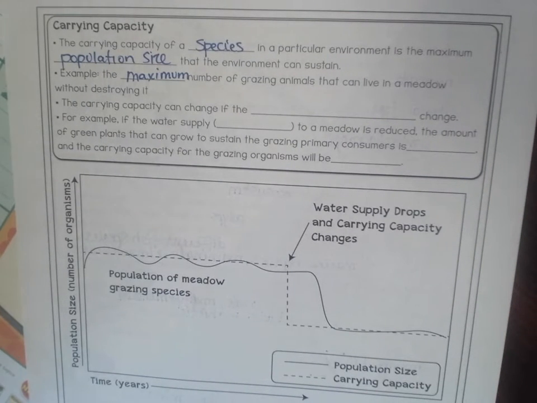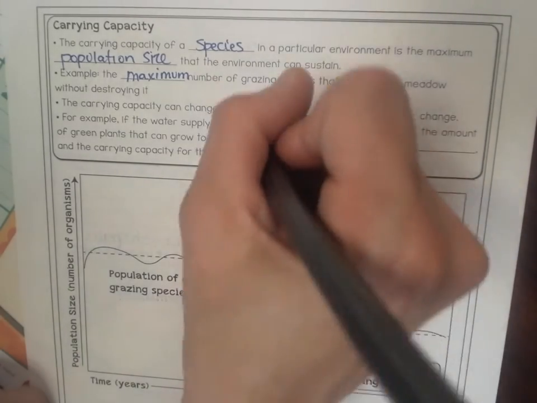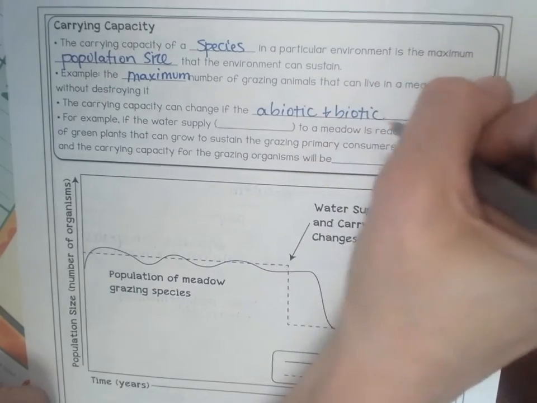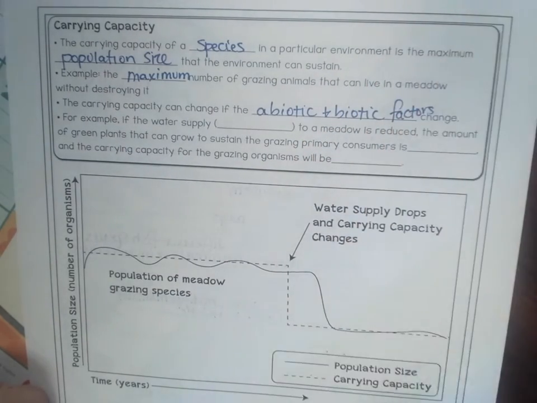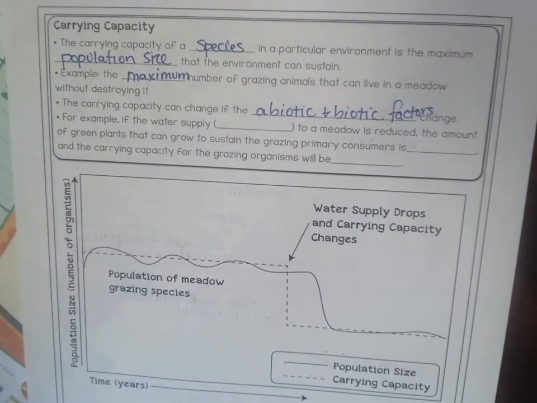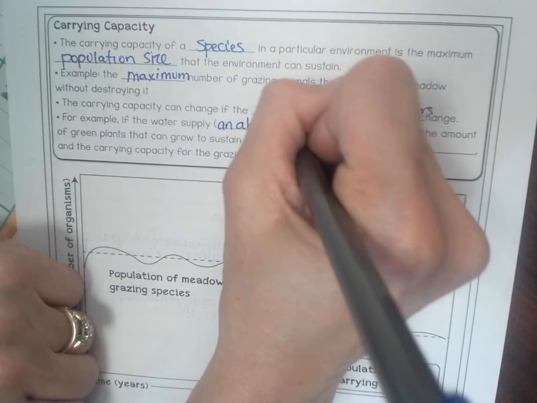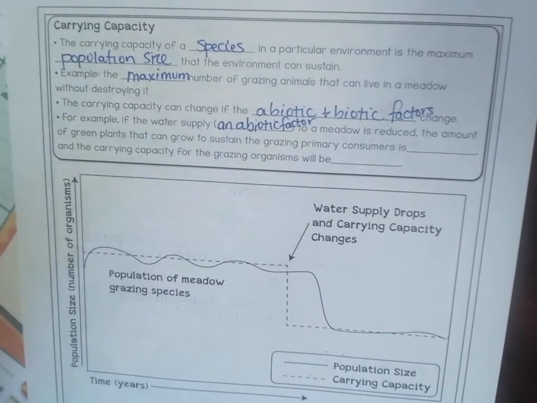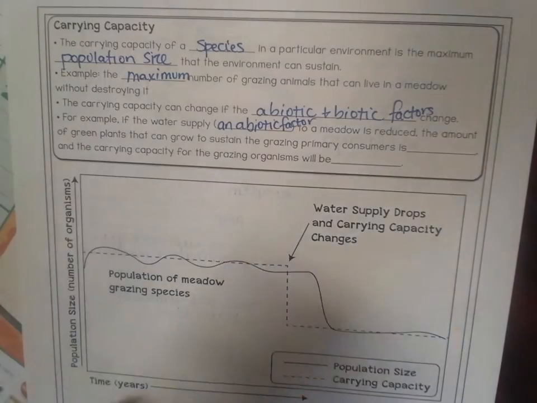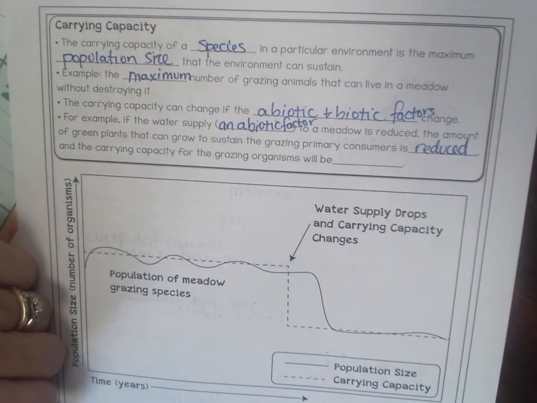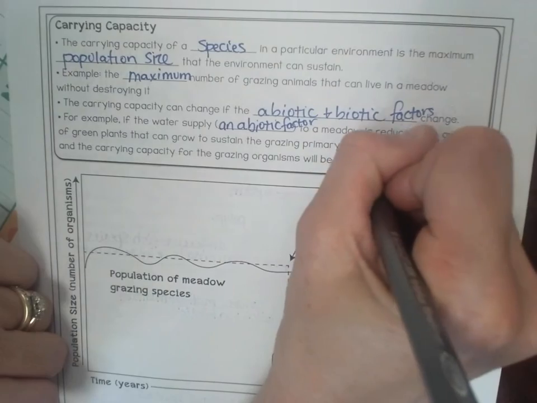The carrying capacity can change if the abiotic and biotic factors change. For example, if the water supply, which is an abiotic factor, to a meadow is reduced, the amount of green plants that can grow to sustain the grazing primary consumers is also reduced. And the carrying capacity for the grazing organisms will be reduced.